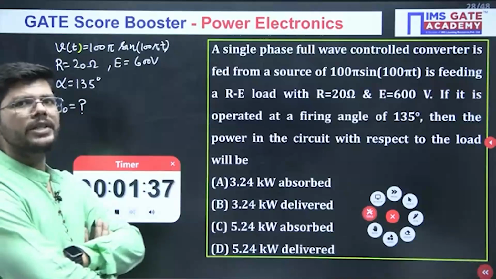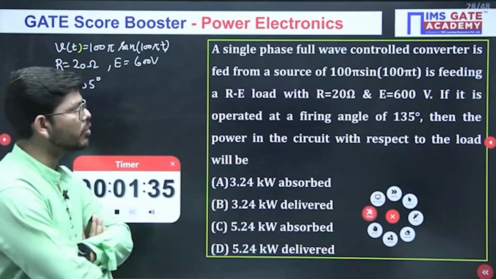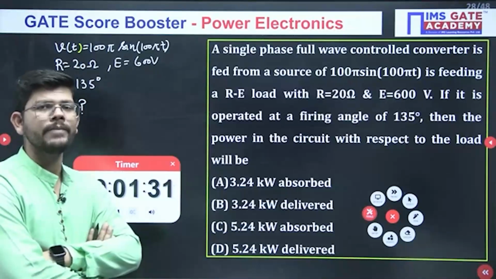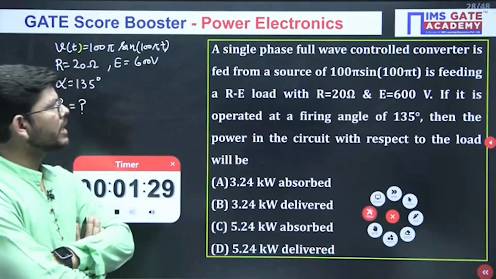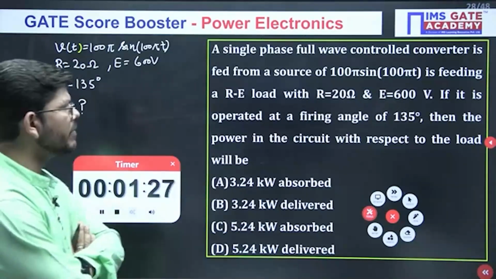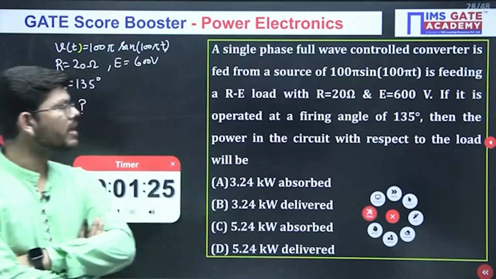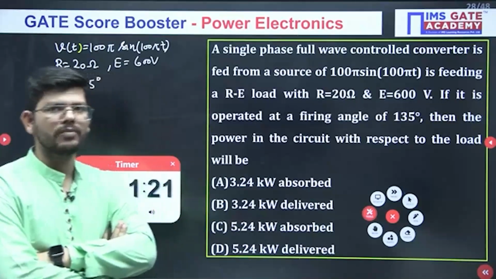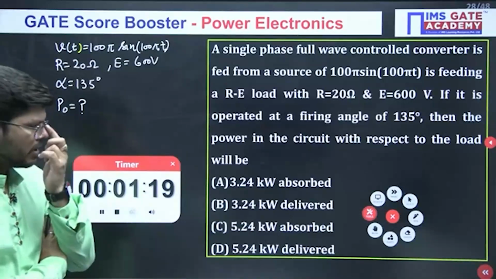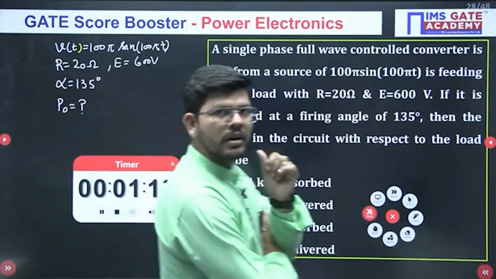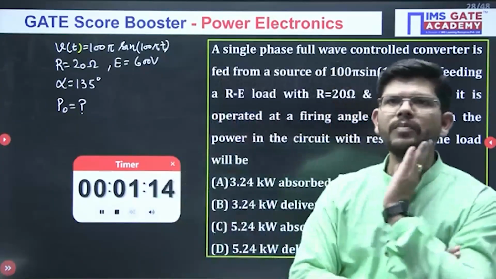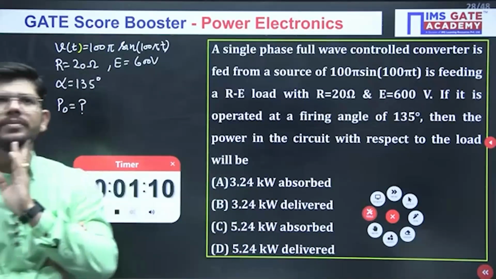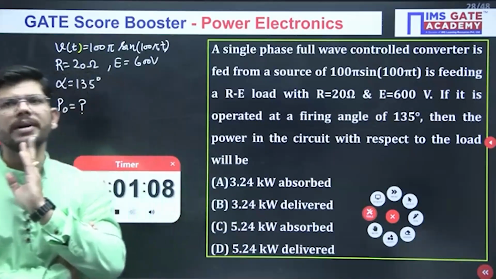This time a single phase full wave, full bridge controlled rectifier is feeding an RE load. There is resistance, and there is also a battery EMF E, and the firing angle is 135, which is greater than 90 degrees. This is what you have to look for. And what will be the direction of power, whether the load is absorbing the power or delivering the power? This is also something on which you have to comment.